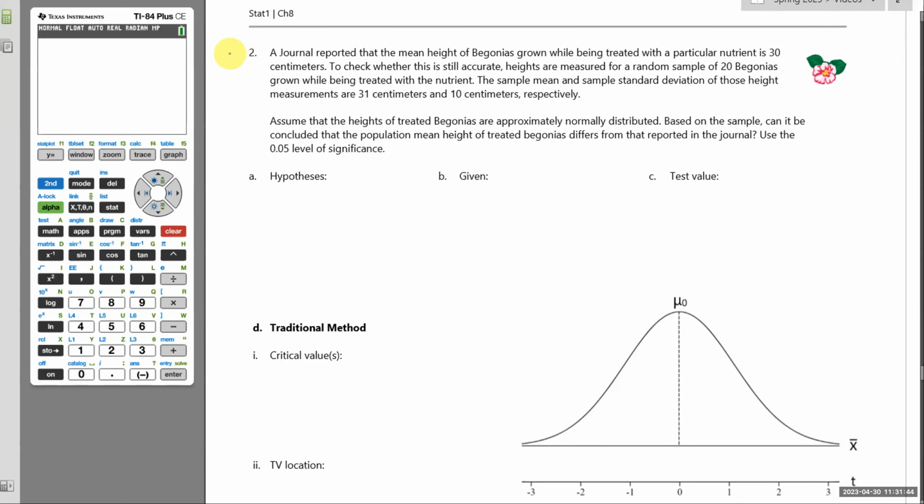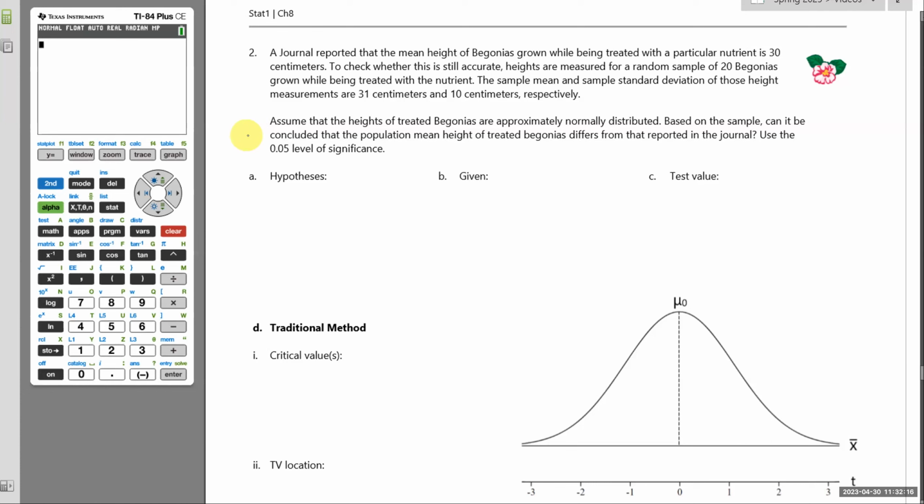All right, we take a look at another example. It says a journal reported that the mean height of begonias grown while being treated with a particular nutrient is 30 centimeters. To check whether this is still accurate, heights are measured for a random sample of 20 begonias grown while being treated with the nutrient. The sample mean and sample standard deviation of those measurements are 31 centimeters and 10 centimeters respectively. Assume that the heights of treated begonias are approximately normally distributed.